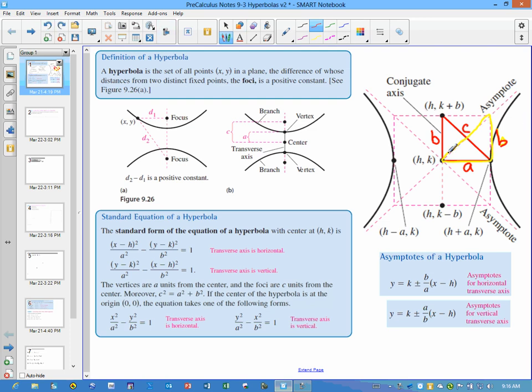And this distance is also going to be C as well. So we could have drawn the triangle this way, or we can draw the triangle this way. So you can see B is also the distance from the vertex to the asymptote as well.